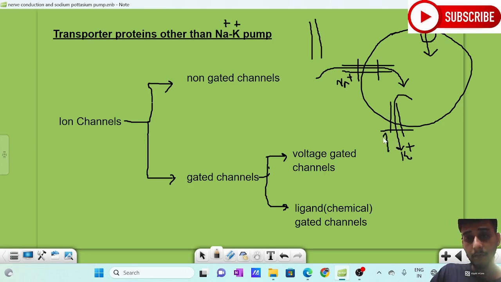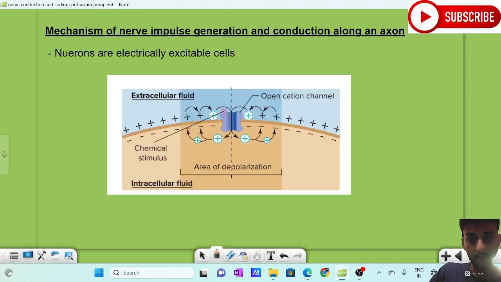Voltage gated: only in the presence of electric variation will this gate be opened, so that ions can move outside or move inside. Next, ligand gated: only in the presence of certain ligands will the gate be opened. In the absence of the ligand, the gate will be closed. This is for your basic understanding only.